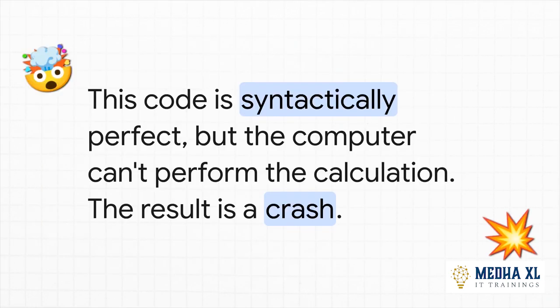The textbook example of this is trying to divide by 0. I mean, look at this line of code. It's syntactically perfect. The compiler looks at it and says, yep, looks good to me. But when the computer actually tries to do the math, it hits a brick wall. You can't divide by 0 in math class, and trust me, your computer can't either. The result? A runtime error, and boom, your program just gives up.